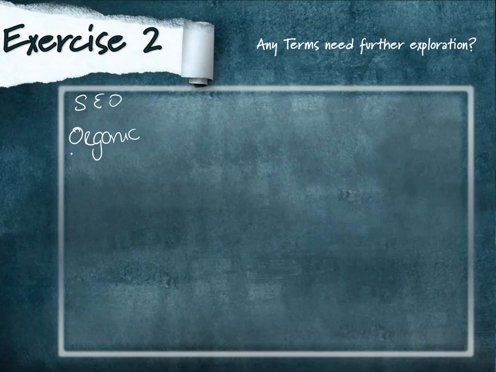Next one up is spiders. Now, what is a spider? Well, a spider is a piece of software that's sent out by a search engine in order to have a look around your website, capture words and bring them back to their index, which is a huge big database where they then sort out what websites best suit the keywords that you've typed in. So spiders are very, very important.